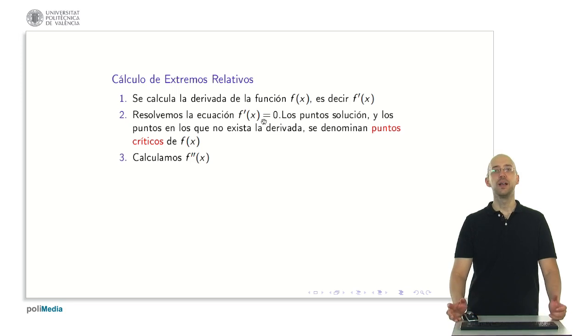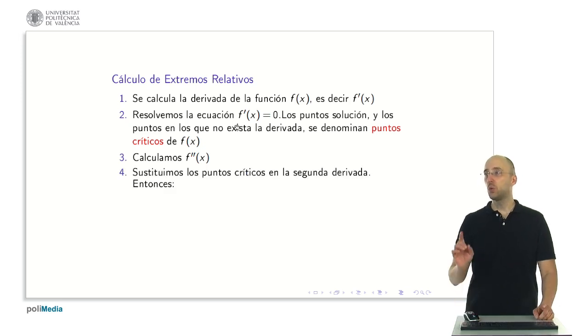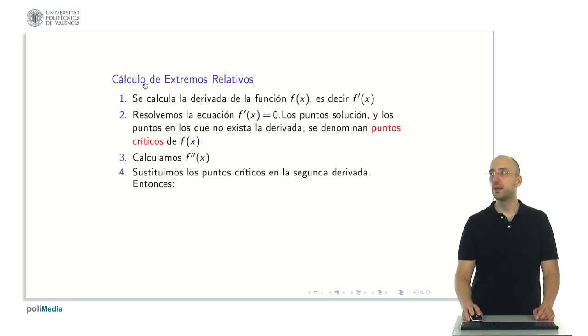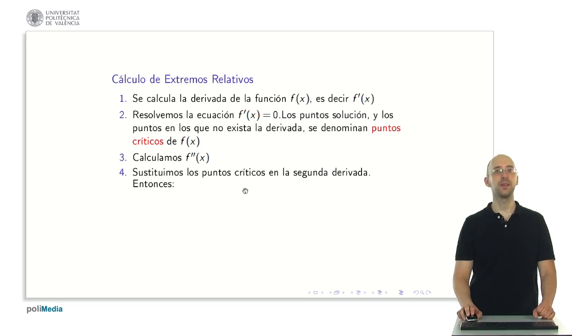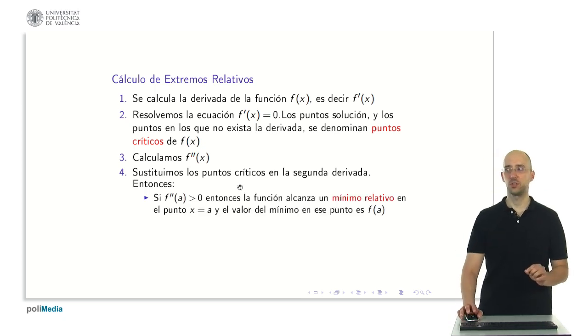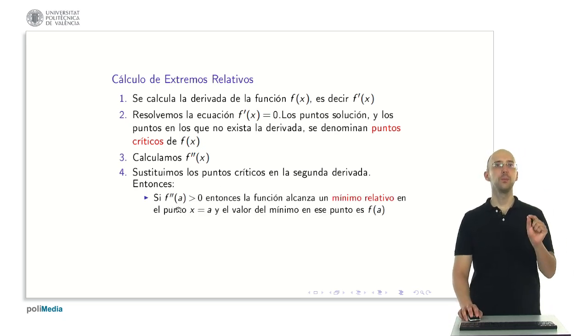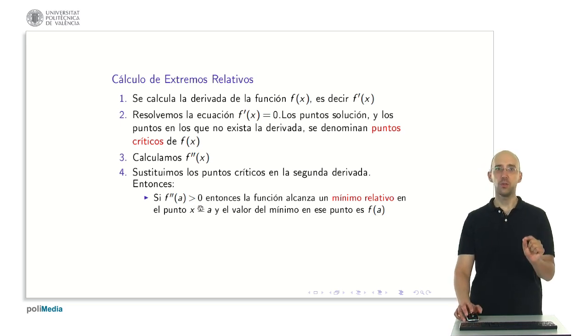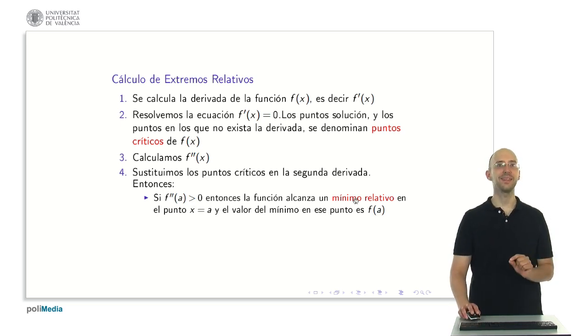The third step, we calculate the second derivative using the second derivative criterion. We substitute the critical points obtained in step 2 into the second derivative. For each of these points, we replace x with the corresponding value, resulting in 3 possible outcomes. If the second derivative at the critical point is positive, the function achieves a relative minimum at that point, denoted as x equal to a. The value of this minimum is the value of the original function at point a.